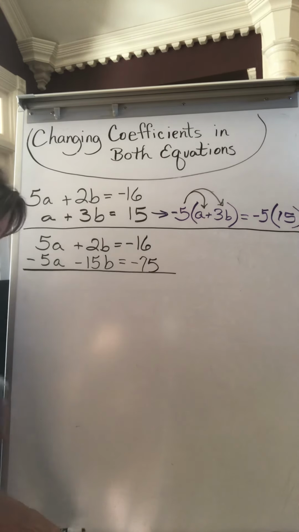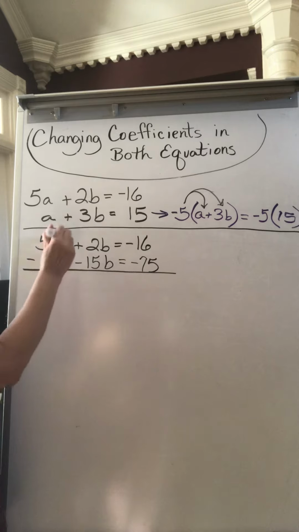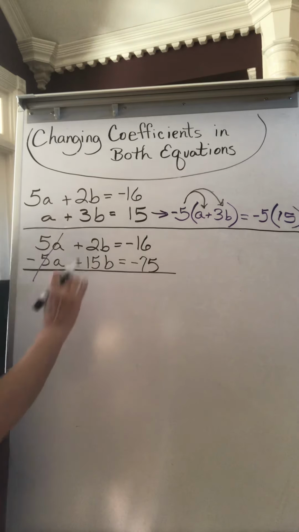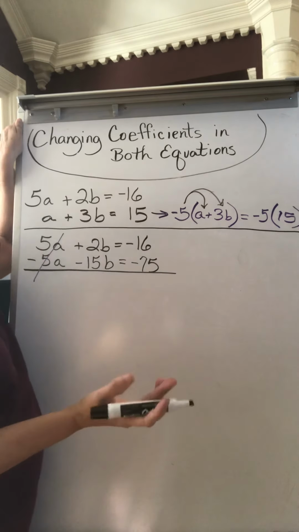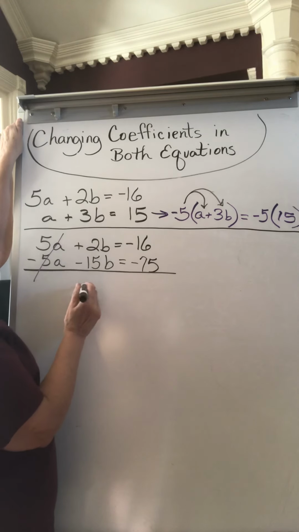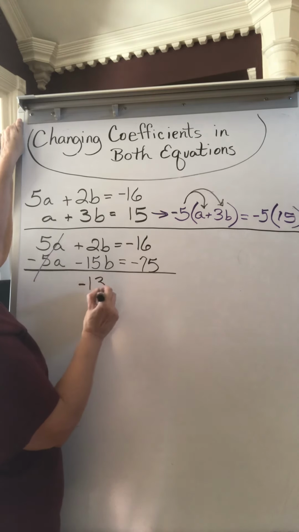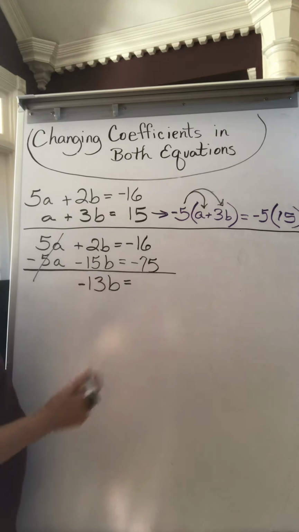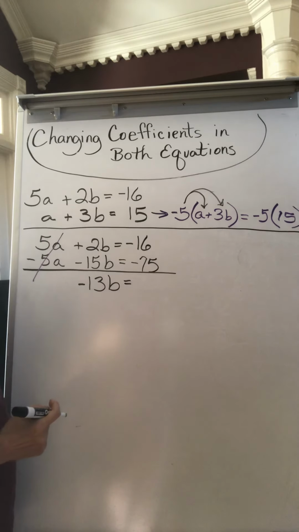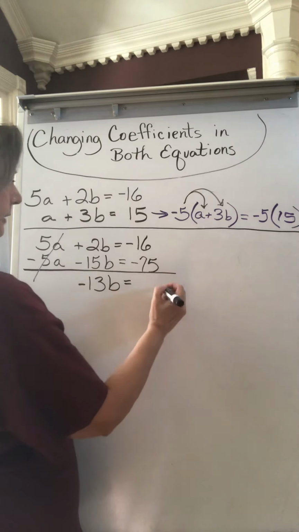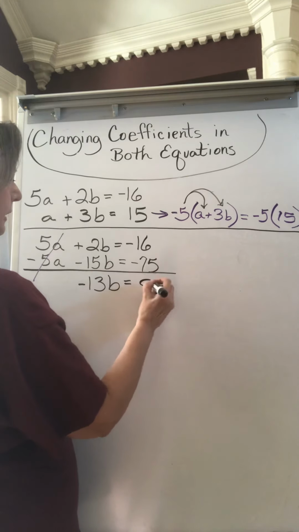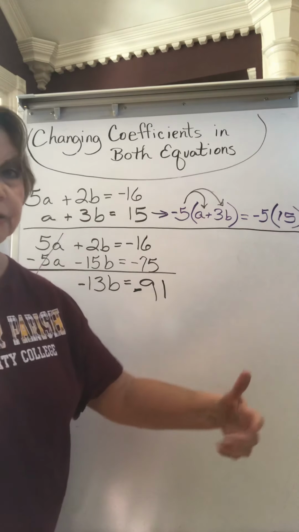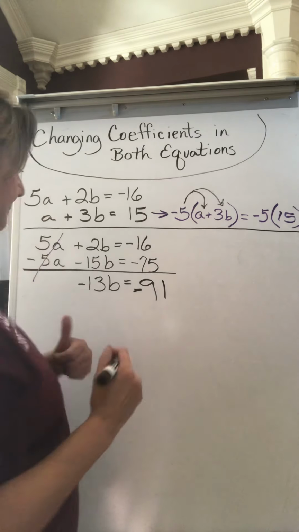Okay, now we are ready to start solving. Cancel out that 5a minus 5a. 2 minus 15, well, that's going to be a negative because my larger number is a negative. So I'm going to put -13b right there. Okay, I'm going to have -16 and -75. That's going to give me a whole lot of negatives. Let's see here. -91, because I have a whole lot of negatives, right?